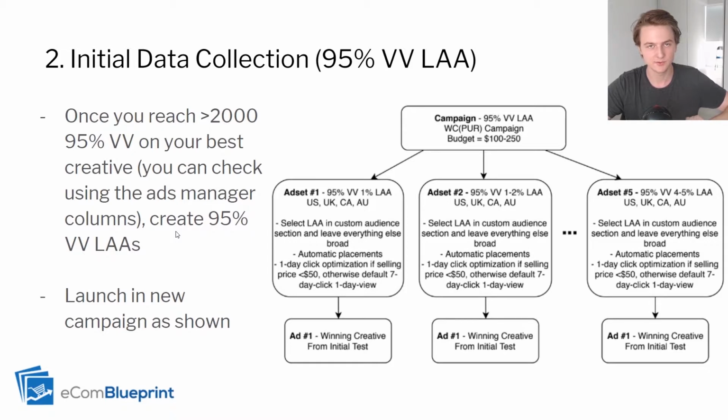Now, the second step of the initial data collection is the 95% video viewers lookalikes. And like I said, this isn't necessarily the second step. You can do this before single interest if you want. It doesn't really matter. You want to do this as soon as you reach over 2,000 95% video viewers on your best creative. And you can check this using the ads manager columns. You pull up the 95% video viewers lookalikes columns. You can go to your creative breakdown and see how many 95% video viewers you have for each creative.